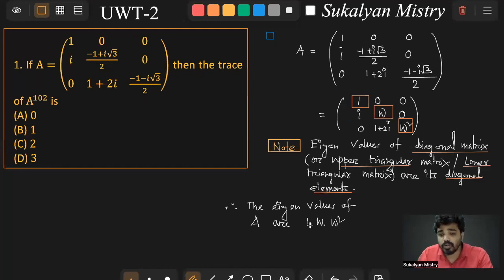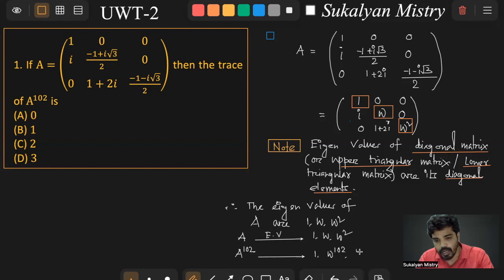তাহলে দেখো আমরা এর আইগেনভ্যালু গুলো কি পাচ্ছি? 1, omega, omega square. So we have to calculate the trace of A to the power 102. So just see what we get. The eigenvalues of A are 1, omega and omega square. So therefore the eigenvalues of A to the power 102, so that will be 1 to the power 102, that is 1, omega to the power 102 and omega square to the power 102.